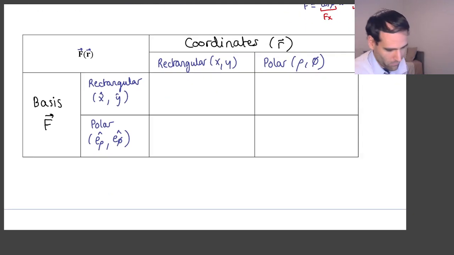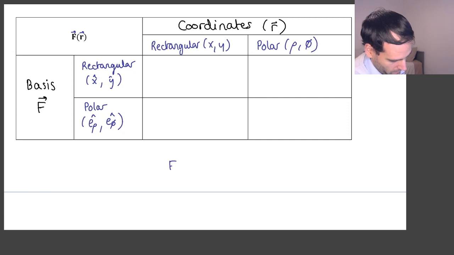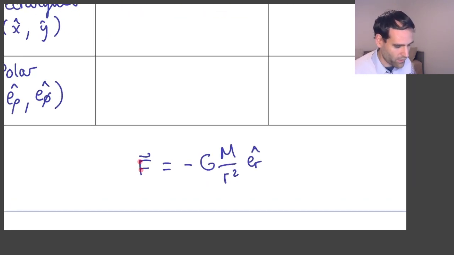For example, the gravitational field, which I bet you have seen written as minus g m over r squared er hat. What are the coordinates of this field? The coordinates are the things that are not a vector, so it's r. This is the spherical radial coordinate, the distance to the origin. So this is written in spherical coordinates. And in which basis is this field written? Well, it's written in er hat, so this is the spherical basis.